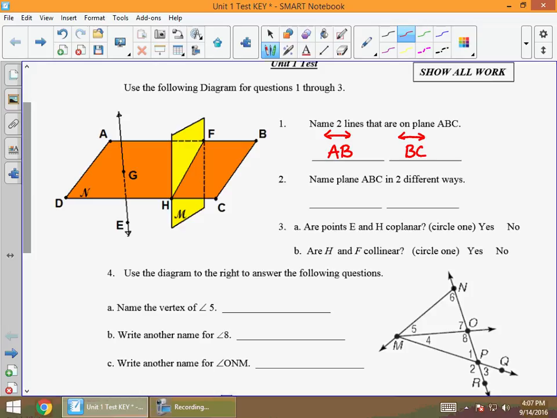Number 2 says name plane ABC in 2 different ways. Again, that orange plane. If I had to name this another way. So plane ABC is one way.